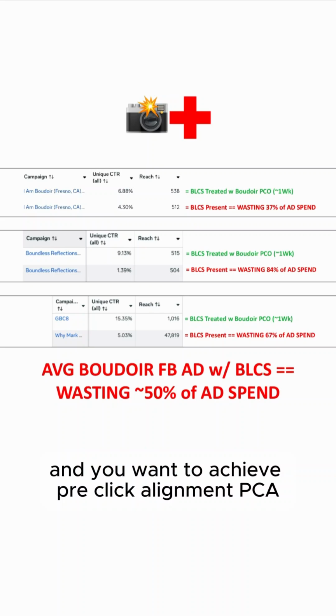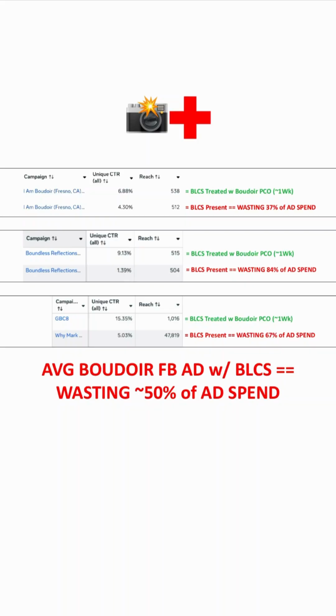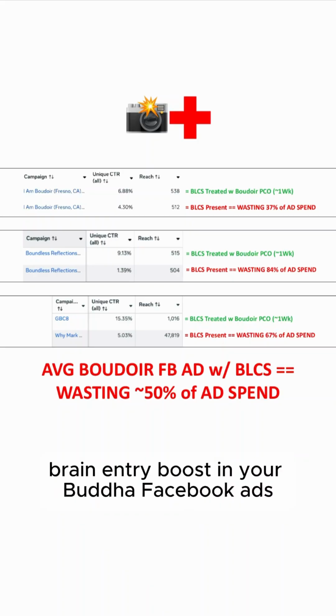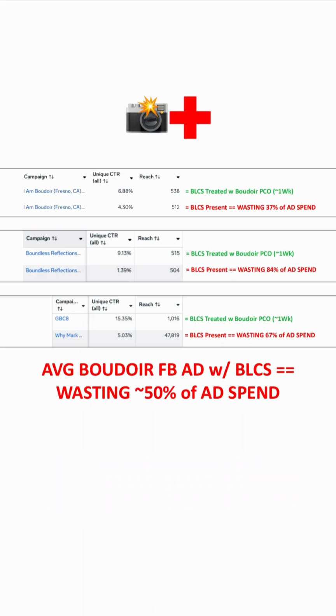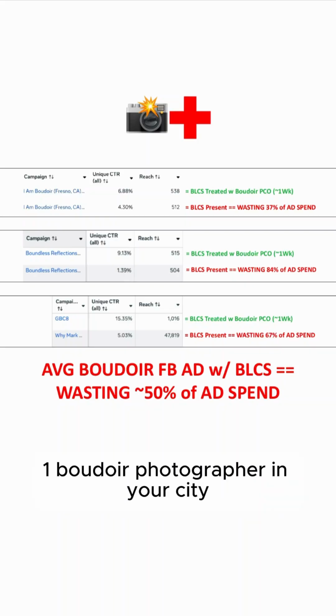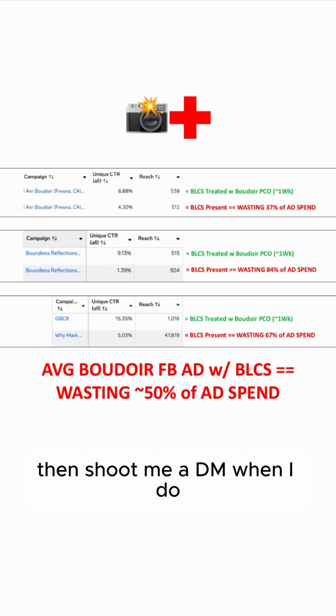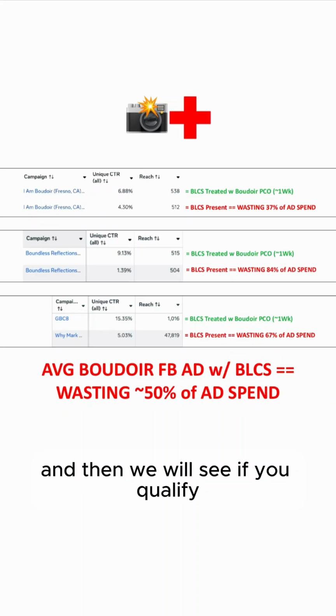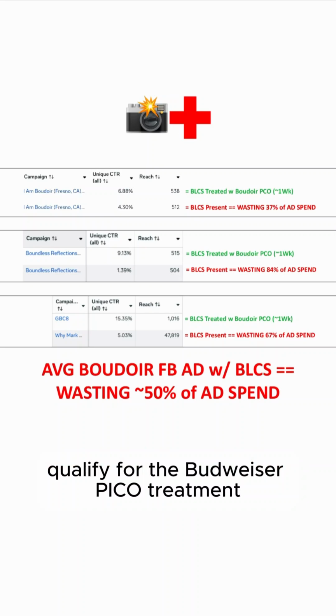And you want to achieve pre-click alignment, PCA, become a dominant boudoir advertiser, and have boudoir brain entry boost in your boudoir Facebook ads, because you need that on your way to become the #1 boudoir photographer in your city. Then shoot me a DM when I do open it up for new patient intake. Right now I do not have that open, but when I open it up for new patient intake, we will see if you qualify for the Boudoir Pico treatment.